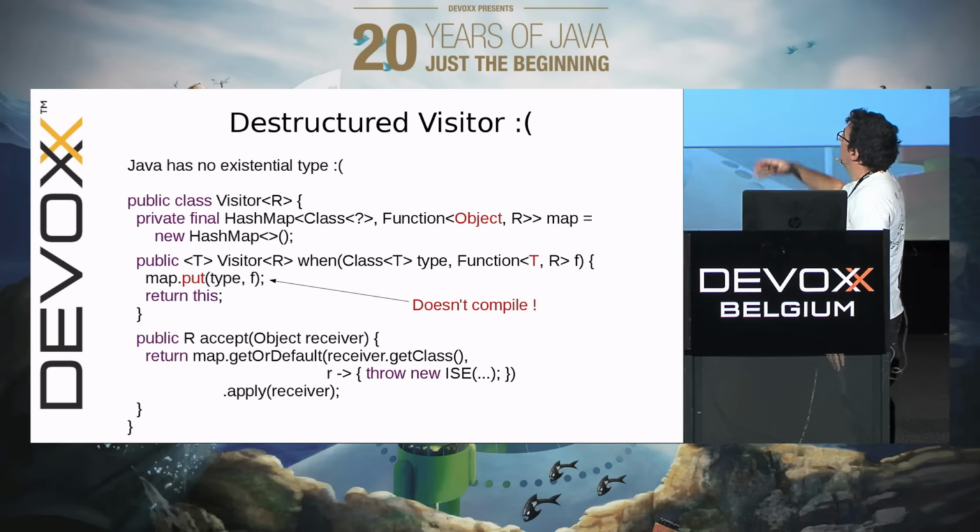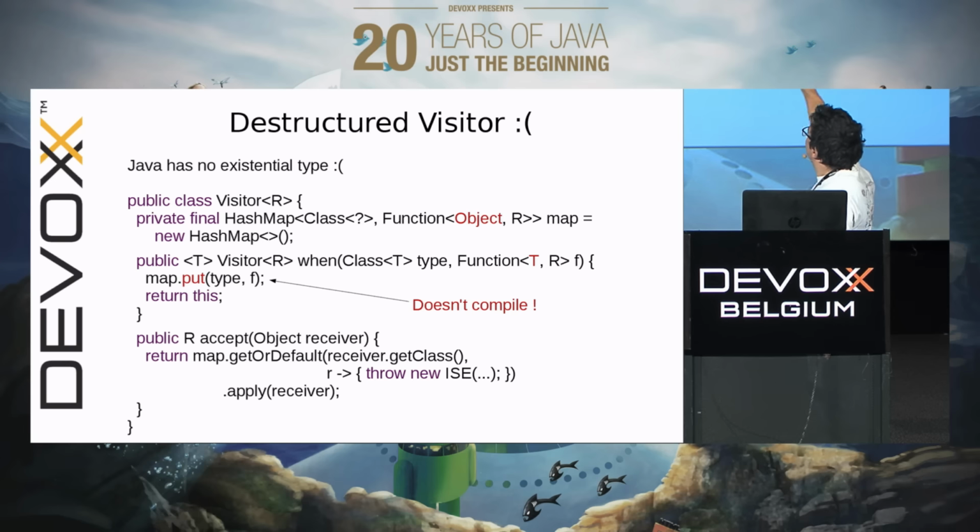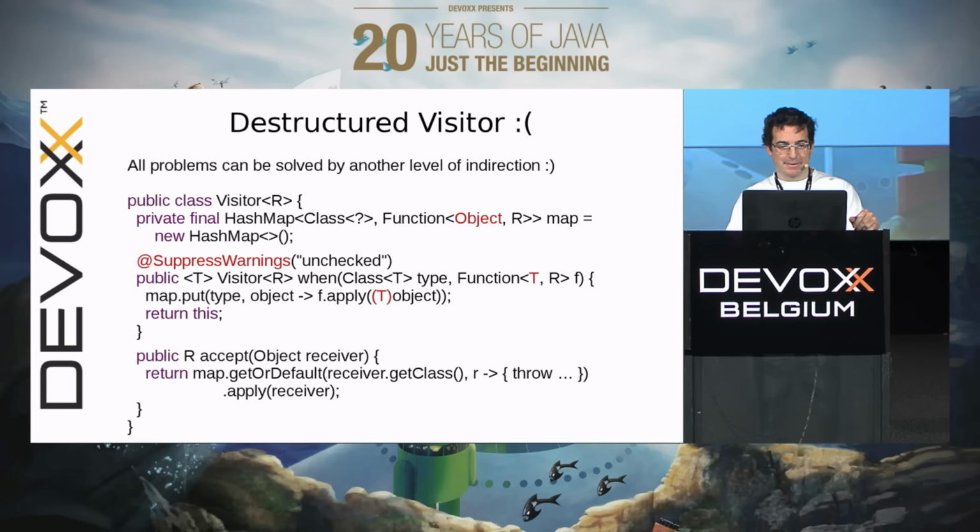The idea is I should change the map.put for sending a function of object air. Like usual in computer science, when you have a problem, you can solve this problem with a level of indirection. Let's do that. Map.put will take a function of object air. So the first parameter, object, is type object. And I will call f.apply.